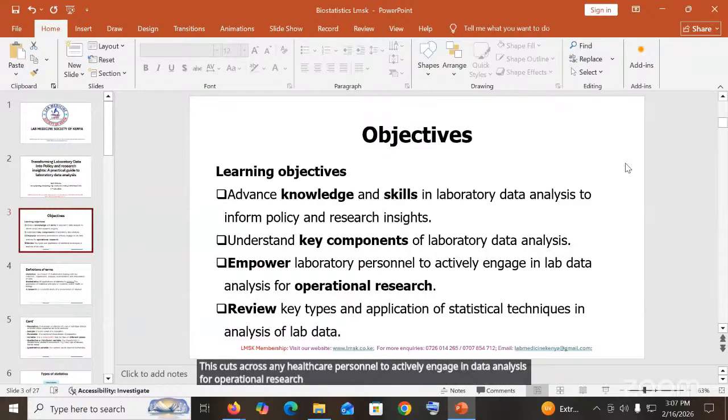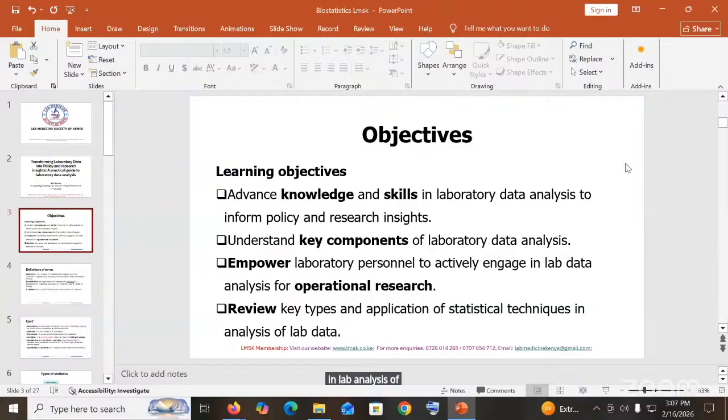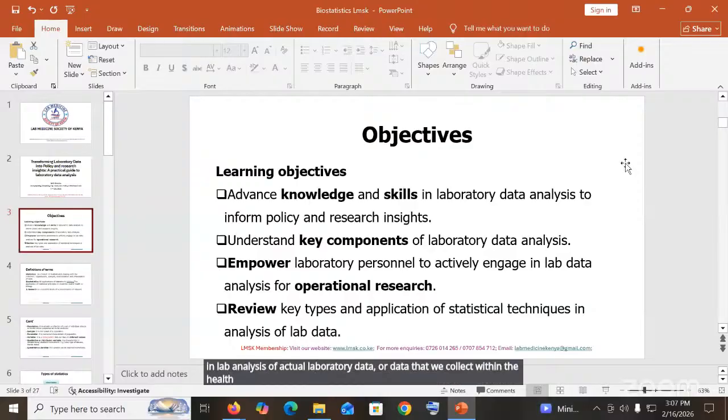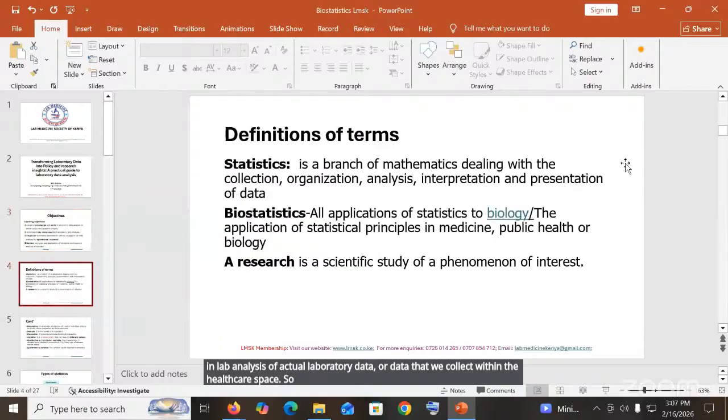So we also have an objective that we intend to accomplish, and that is to review key types and application of statistical techniques in analysis of actual laboratory data, or data that we collect within the healthcare space. So basically, statistics is a branch of mathematics that deals with collection, organization, analysis, interpretation, and presentation of data.